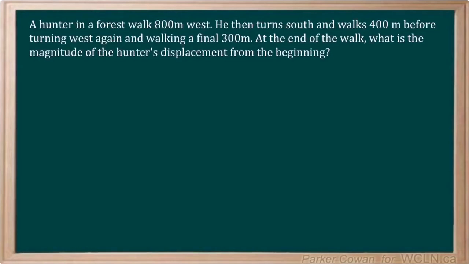A hunter in a forest walks 800 meters west. He then turns south and walks 400 meters before turning west again and walking a final 300 meters. At the end of the walk, what is the magnitude of the hunter's displacement from the beginning?